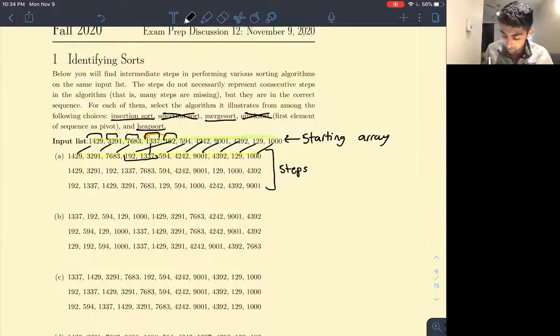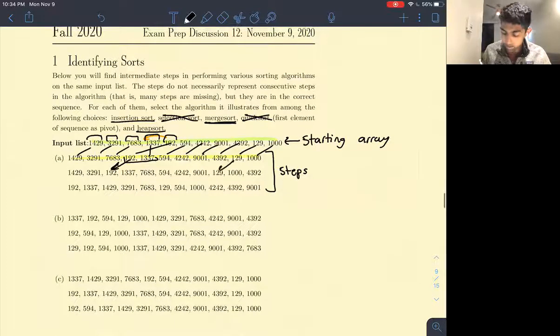So what we're left with, it could possibly be merge sort, probably not heap sort because 9001 would go to the front at some point in heap sort because that's how heap sort works. Okay, so with that in mind, let's look at the next step. What happens at the next time around is that 192 moves here, and then 129 moves here.